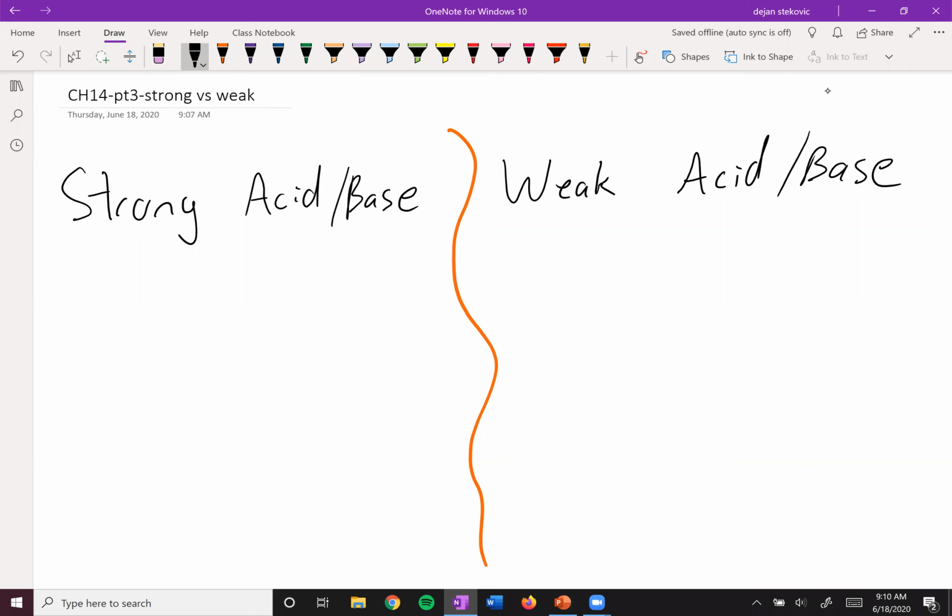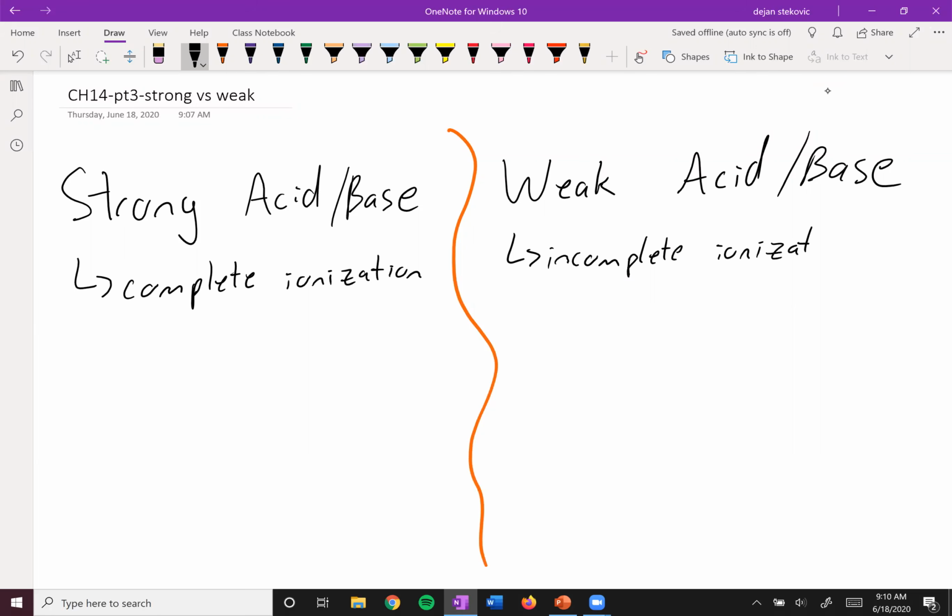All right, next up, we're going to talk about strong acids and bases versus weak acids and bases. Strong versus weak has a very defined definition in chemistry. A strong acid, similar to an electrolyte, is something that completely ionizes. So if we have a strong acid, you have complete ionization, whereas a weak acid does not have complete ionization. So strong is complete, weak is incomplete.